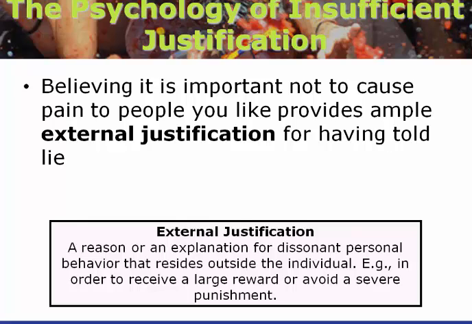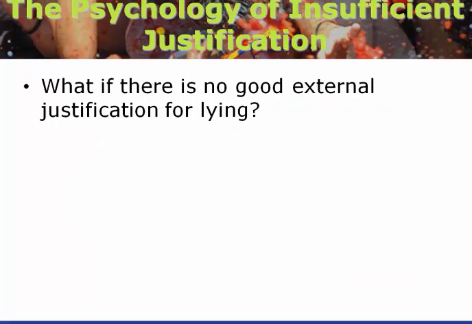Remember, there are 3 ways to reduce dissonance. One of them is to come up with a new cognition that justifies it. An external justification is that new cognition that is not changing anything about myself. There's just something about the situation that I benefit from by telling this lie, for example. However, sometimes we have no good external justification for lying, right? Sometimes there's no punishment that we're trying to avoid and not really any kind of reward to be gained from it. So why do we lie in those situations?